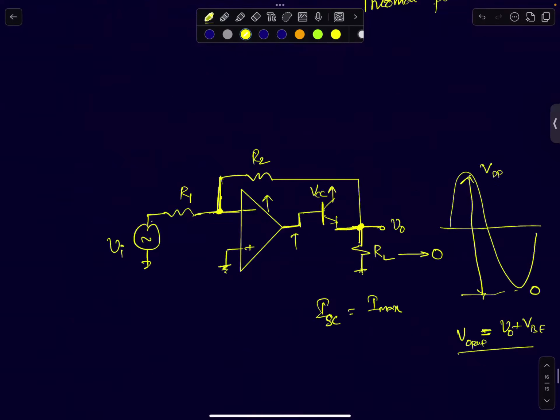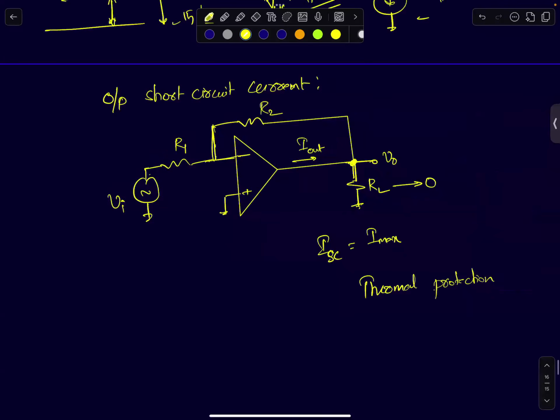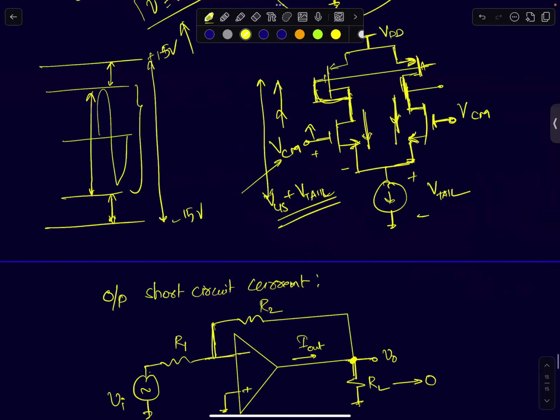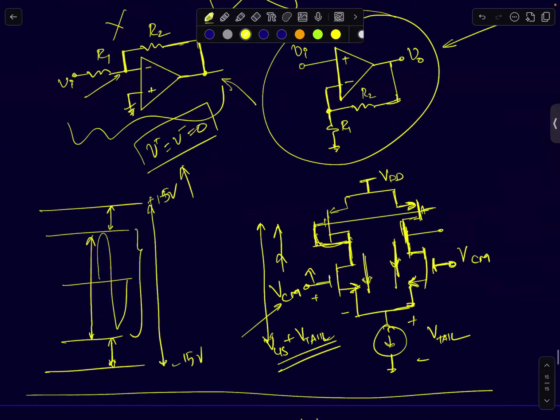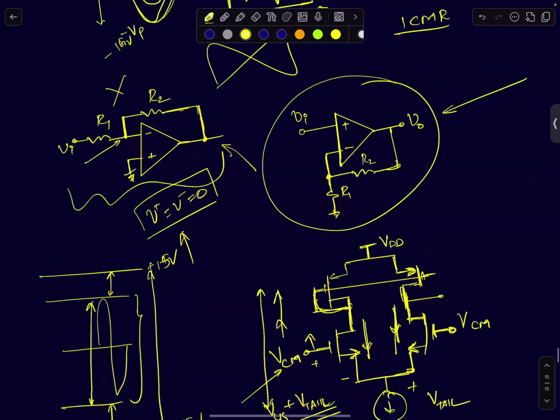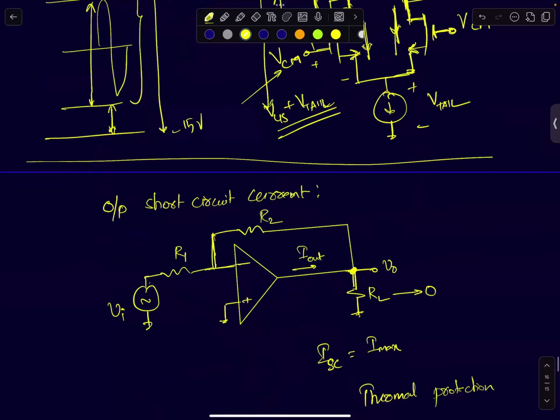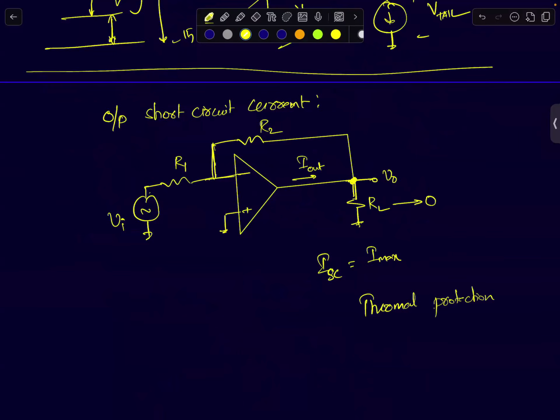Yeah, so we have 5 minutes of time. I'll just discuss one more thing. Now I've told you about input common mode range. There is one other final parameter, and I think I forgot to mention this, and then I'll quickly take you through the data sheets. And that is called output short circuit current.